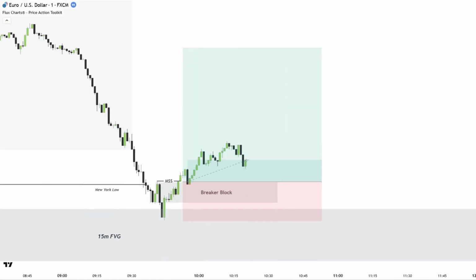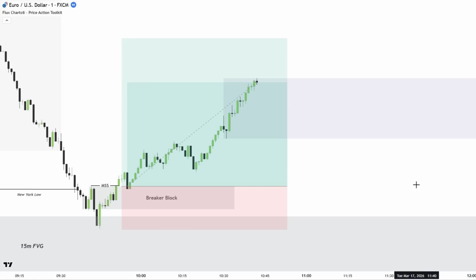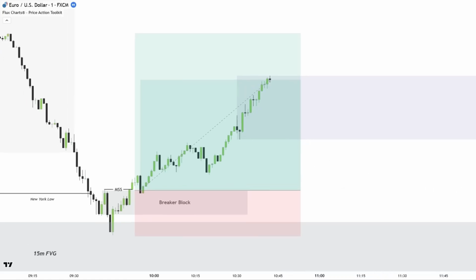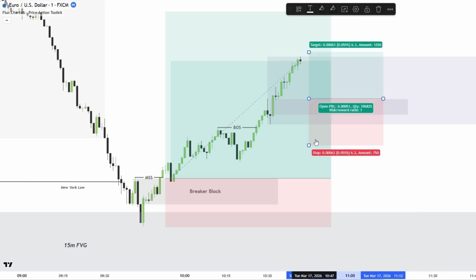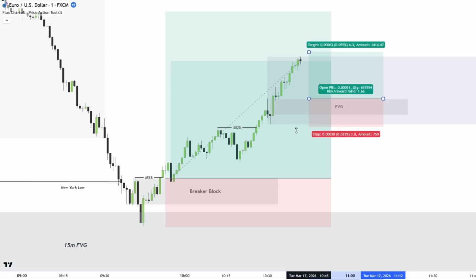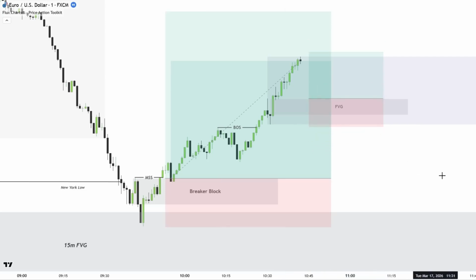As you can see, my order gets triggered and the price continues pushing higher as expected. Now, in cases where price has already started moving in my expected direction and my first position is already running in profit, I often look for an add-on continuation entry. This usually happens when price forms a new bullish fair value gap during the pullback that follows the new break of structure. So here, for my second entry, I place a buy limit order at this bullish 1-minute fair value gap, with the stop loss set a few pips below the most recent swing low, while targeting the London high.